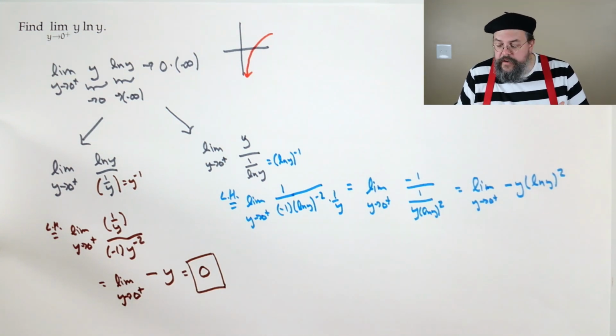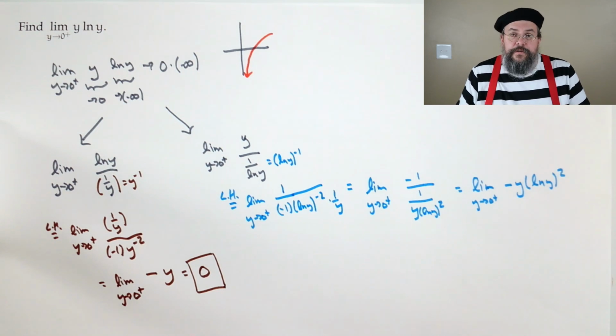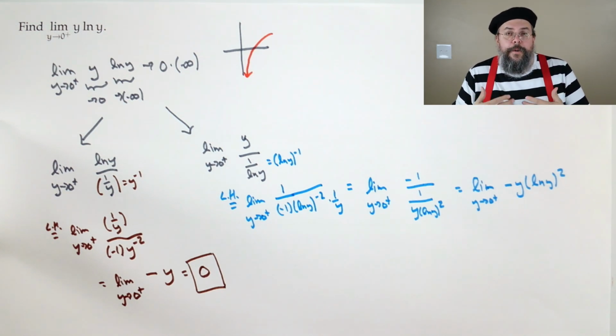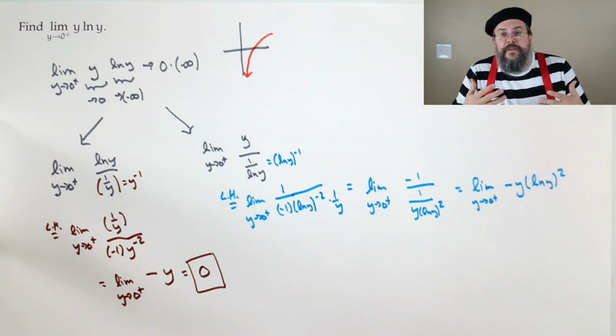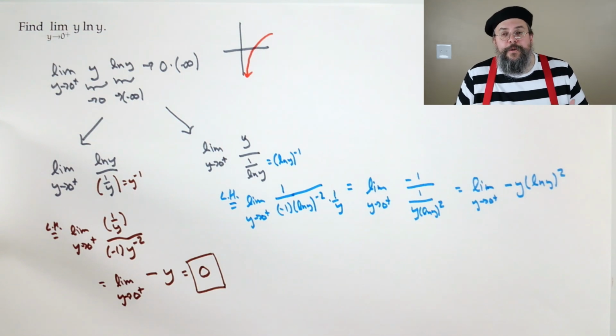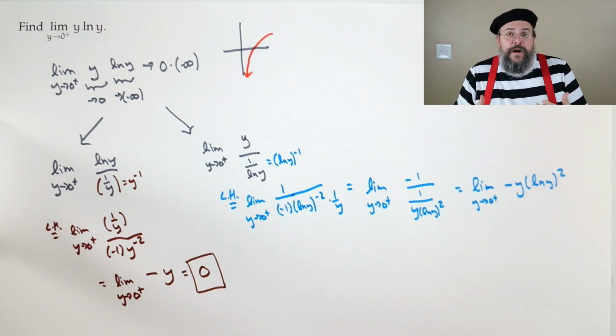So the moral here is sometimes you might have a choice into what form you want. And generally speaking, you try to think of what would be the easiest thing to take a derivative of. 1 over log y versus 1 over y. 1 over y sounds like something that's a lot easier to take a derivative of because you'll end up with something that more or less looks the same, whereas 1 over log y tends to get more complicated.